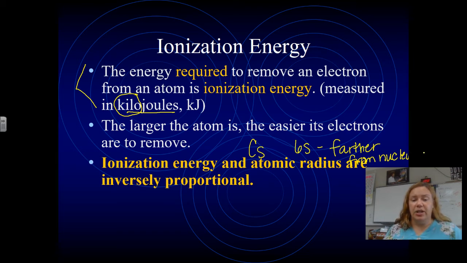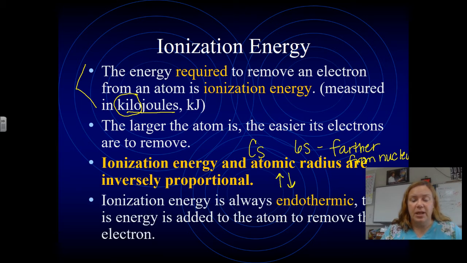So the ionization energy and the atomic radius are inversely proportional. What that means is as one goes up, the other goes down. As the ionization energy increases, the atomic radius decreases, and as the atomic radius increases, the ionization energy decreases. We'll look at that in just a second when we go to the periodic table on the next slide.